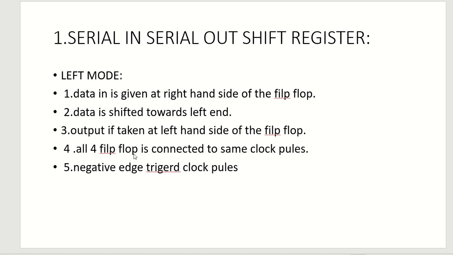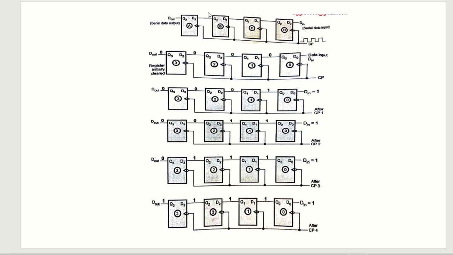All flip-flops are connected to the same clock pulse. Here the same negative clock pulse is connected to all the flip-flops. Initially, data in is 1 and Q0, Q1, Q2, Q3 are 0. When we apply a clock pulse for the first time, the input is shifted to Q0. That is, Q0 becomes 1 and the remaining Q1, Q2, Q3 remain 0.